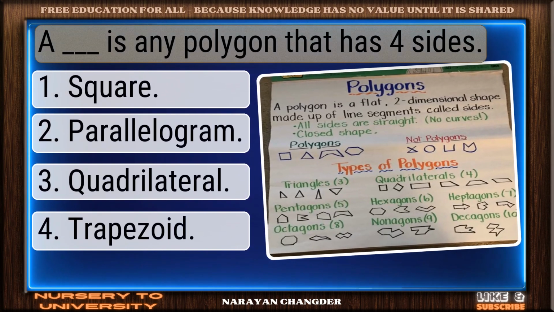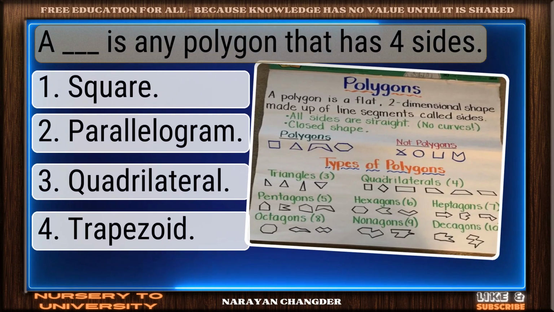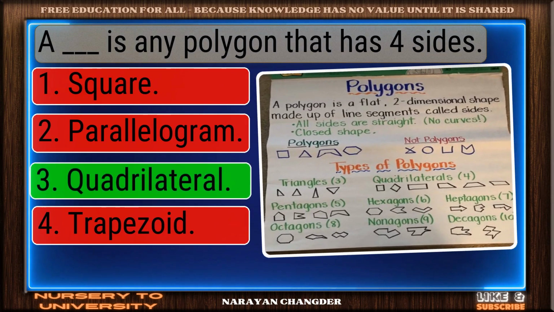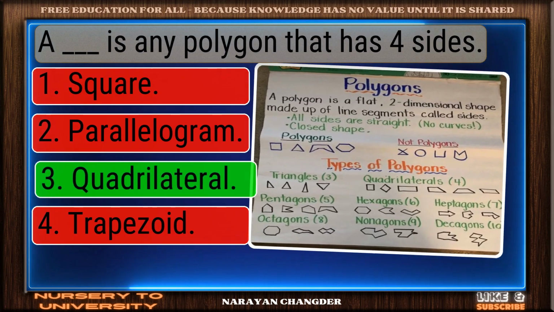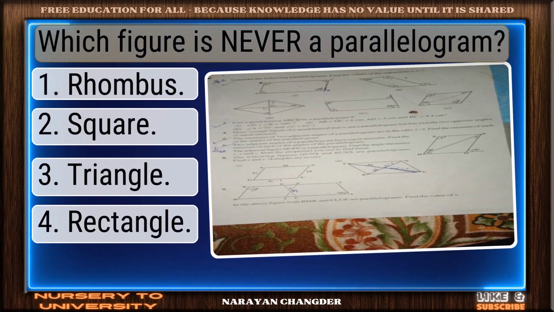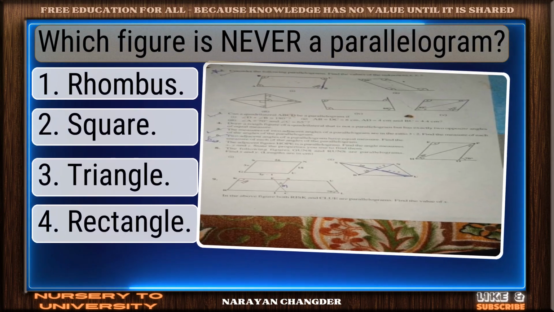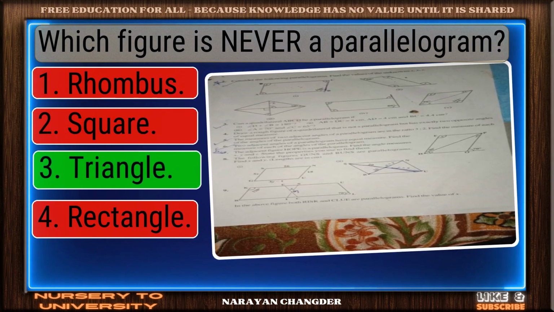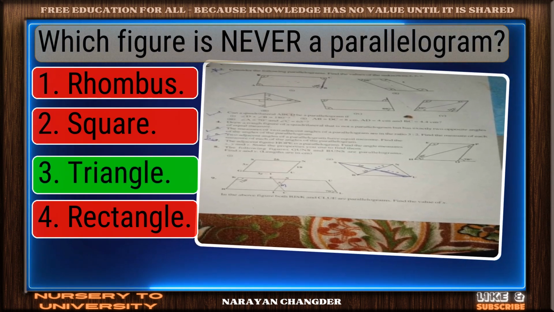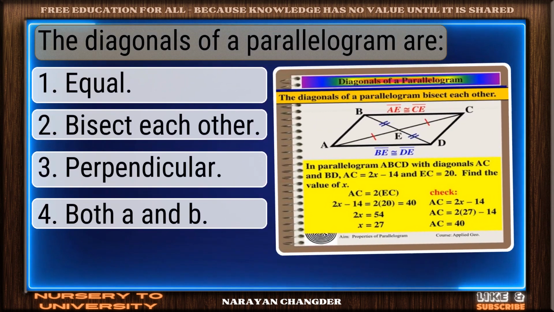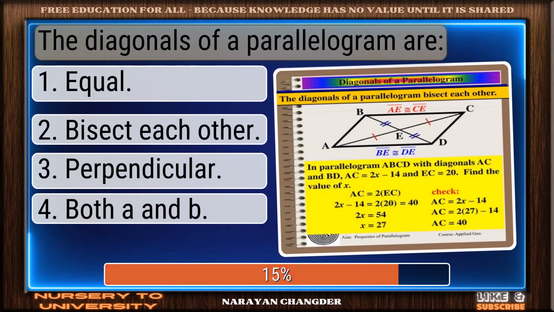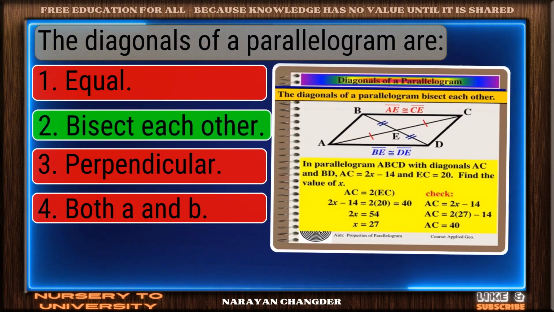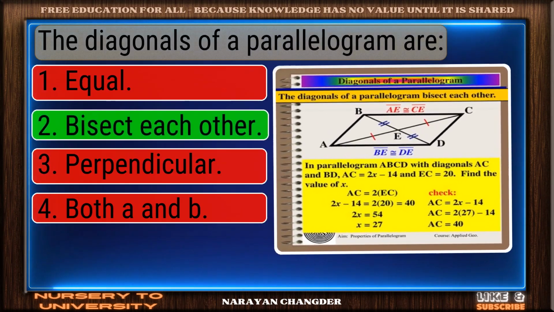Question number 107. A dash is any polygon that has 4 sides. Excellent choice. Quadrilateral is the right answer. Question number 108. Which figure is never a parallelogram? Great thinking. Triangle is the right choice. Question number 109. The diagonals of a parallelogram are. Good thinking. Bisect each other is the right answer.